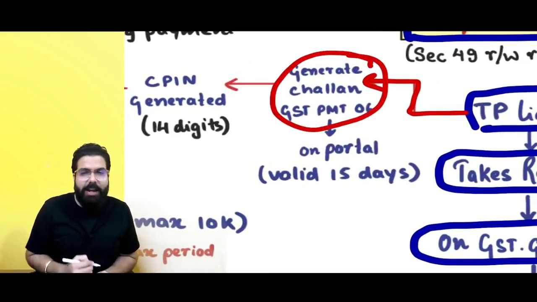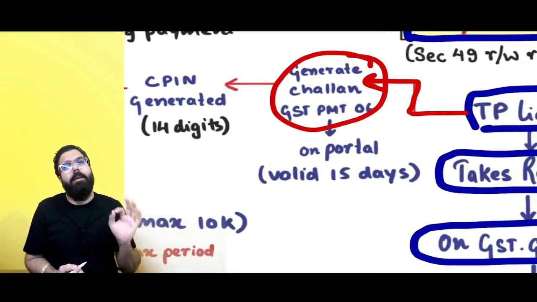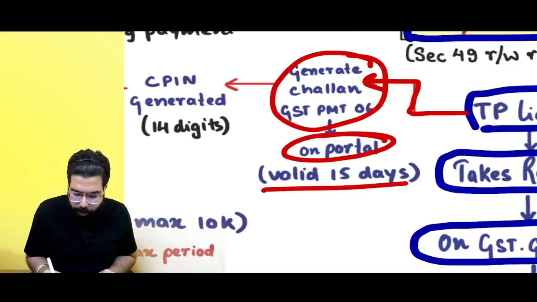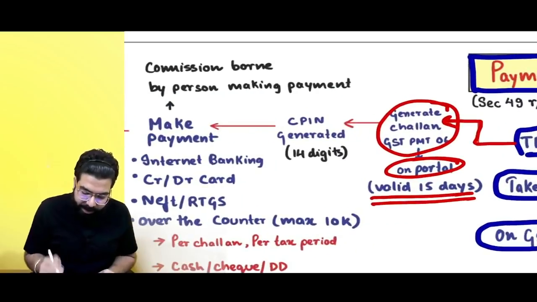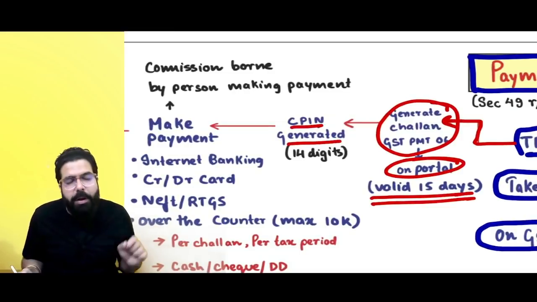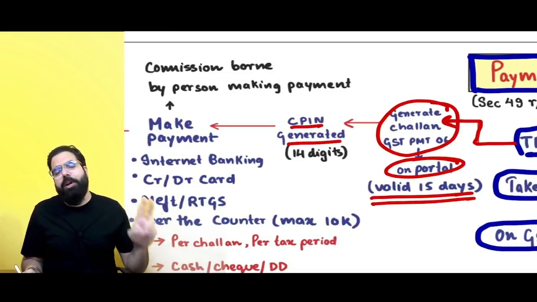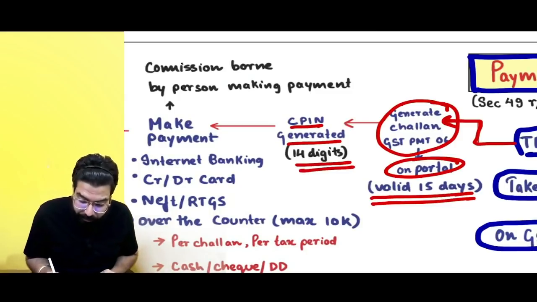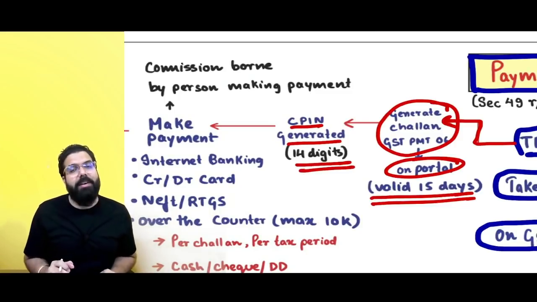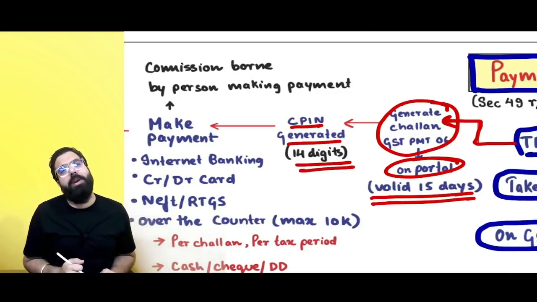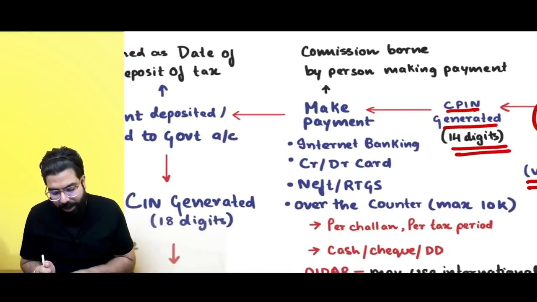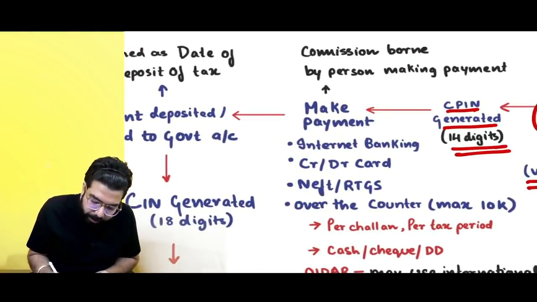How do I deposit? First, you have to go online and generate a form, GST PMT-06, on the common portal. It shall be valid for 15 days. When you generate the form, a Common Portal Identification Number, CPIN, which is a 14-digit code, will be generated. Basically, one form will be generated, and in the form you will see the CPIN. Then you have to make the payment.